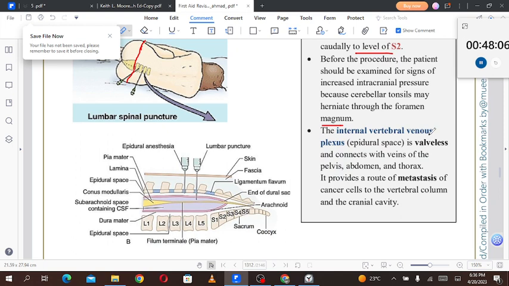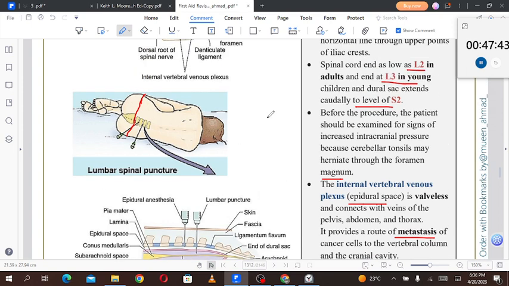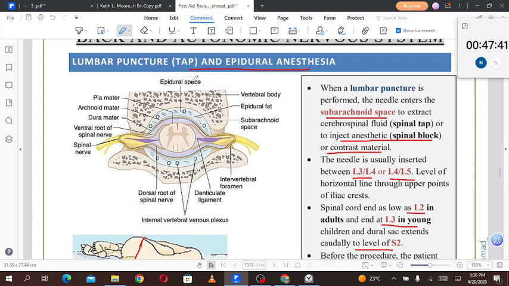The internal vertebral venous plexus in the epidural space is valveless and connects the veins of the pelvis, abdomen, and thorax. It provides a route for metastasis of cancer cells to the vertebral column and the cranial cavity. For example, the prostatic plexus is in direct communication with the vertebral plexus. So cancer from the prostate can go all the way to the vertebral vessels and then to the brain. Here you can see they have shown the picture.